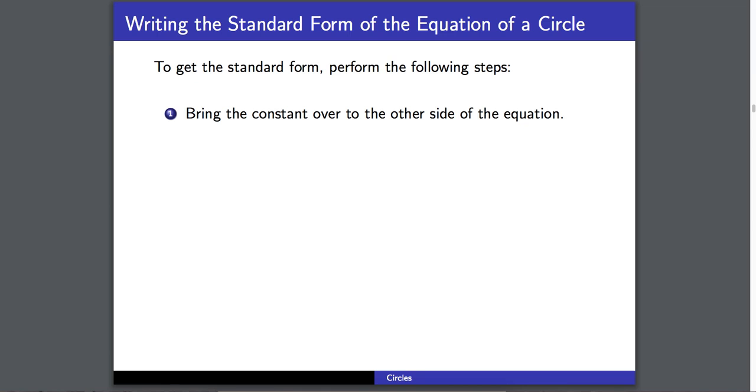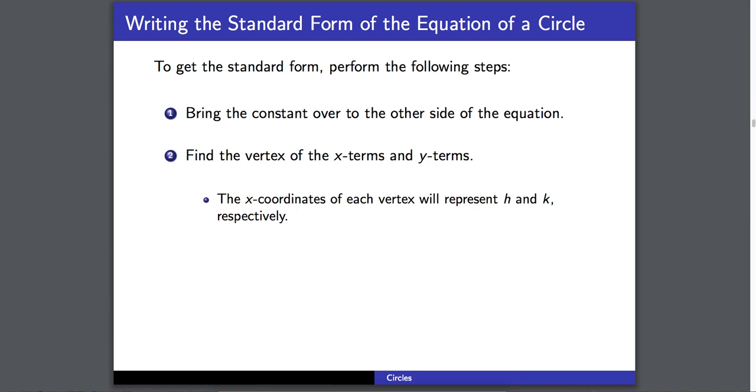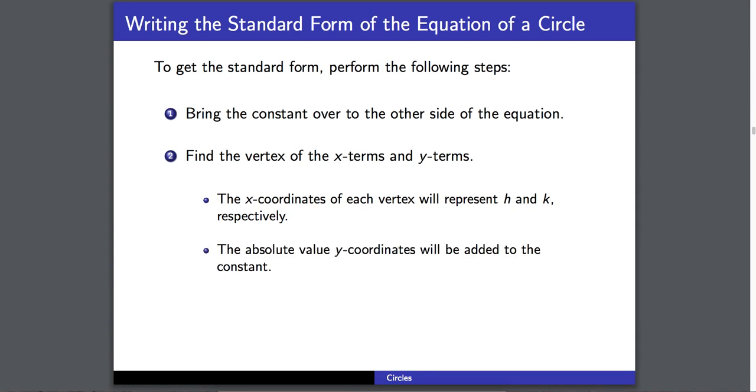equation. Then from there, we're going to find the vertex of the x terms and the vertex of the y terms. So the x coordinates of each vertex are going to represent your h and your k respectively. And then you're going to look at the absolute values of the y coordinates and add those absolute values to the constant that's on the right-hand side.